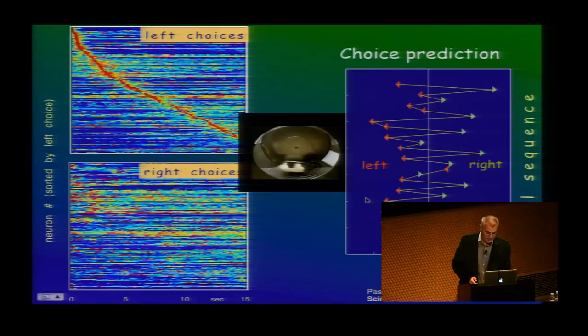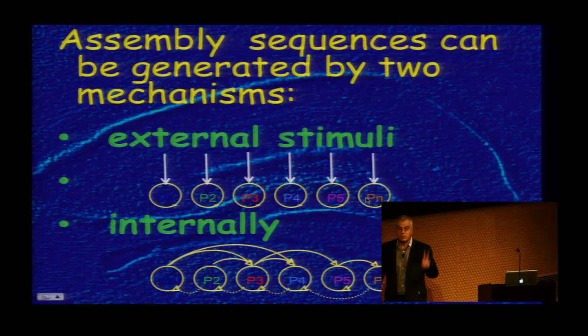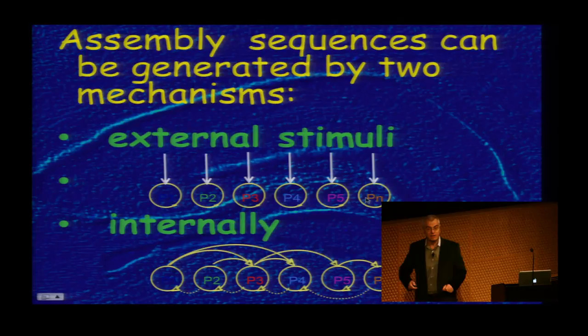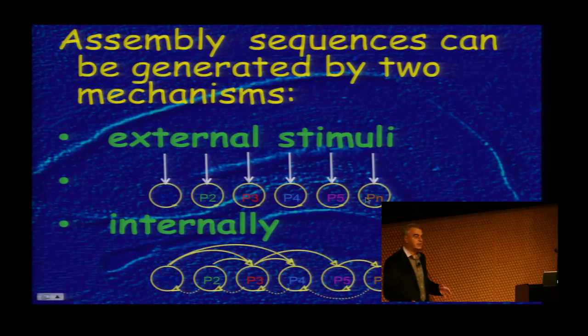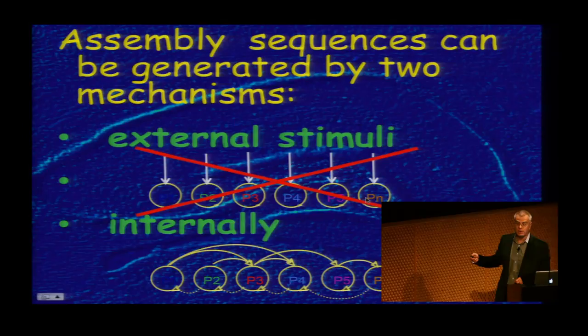So the hippocampus can generate sequences in two fundamentally different ways. One is the way I showed you, internally. But if the animal is running in an environment where the hippocampus is updated by environmental cues, then indeed you can get this picture. But this is not the sole way sequences can be generated.